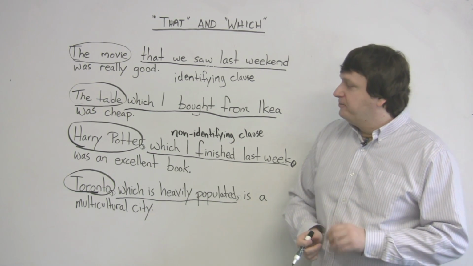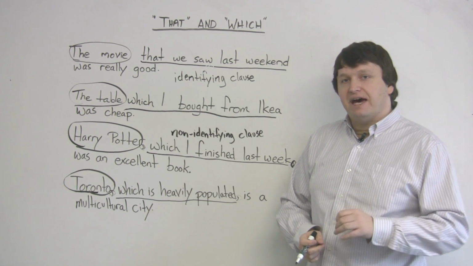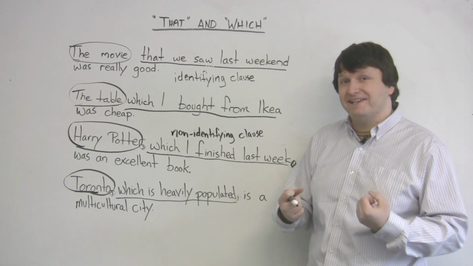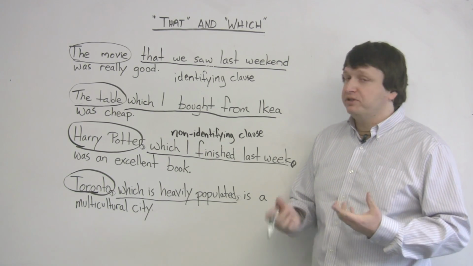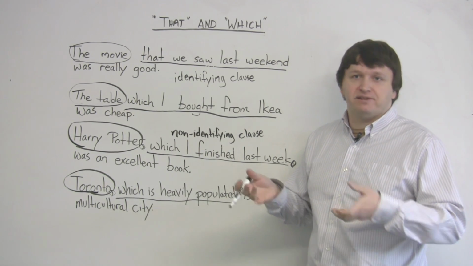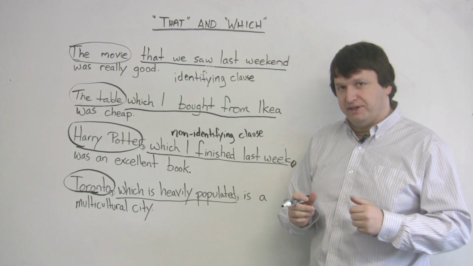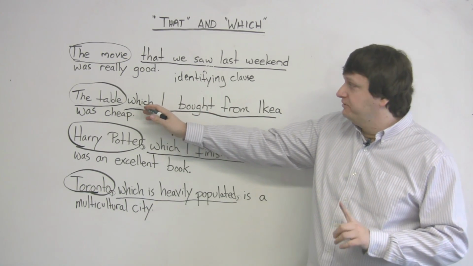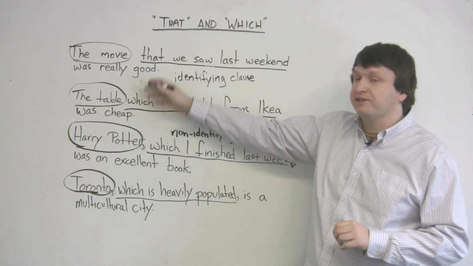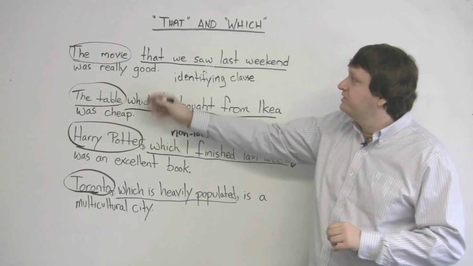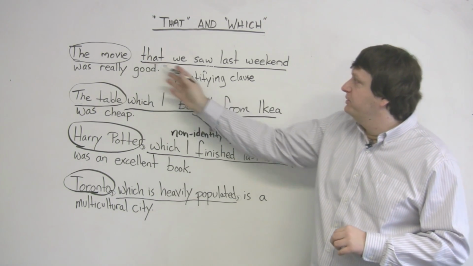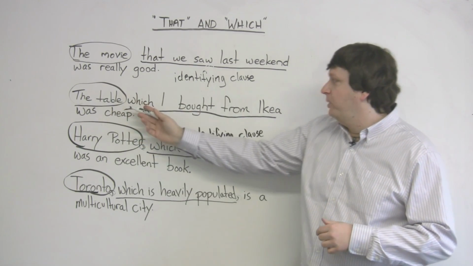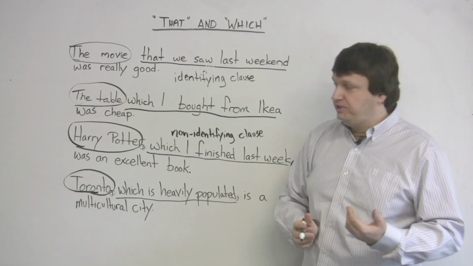Okay? Now, the key thing when you're using that and which is, first of all, we use them to give more information about things. Okay? So computers, movies, tables, desks, books, anything you can think of. Now, where they differ, you can use both, first of all, when you're doing an identifying clause, that and which. So for example, I could also say, the movie which we saw last weekend was really good. I can also say, the table that I bought from IKEA was cheap.